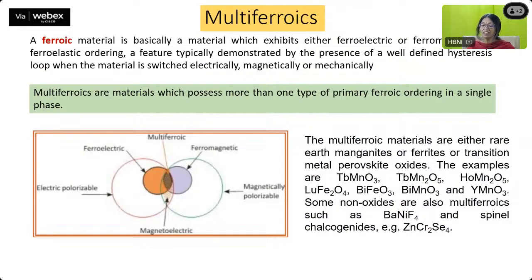So these are either rare earth manganites or ferrites or transition metal perovskite oxides. The examples are like terbium manganite, you can have TbMn2O5, you can have holmium manganates like HoMn2O5, you can have LuFeO3, bismuth ferrite, this is one of the most important or most common multiferroic elements, and yttrium manganite. So some non-oxides are also multiferroic, such as barium nickel fluoride BaNiF4 and spinel chalcogenides like ZnCr2Se4. These are also multiferroic materials.